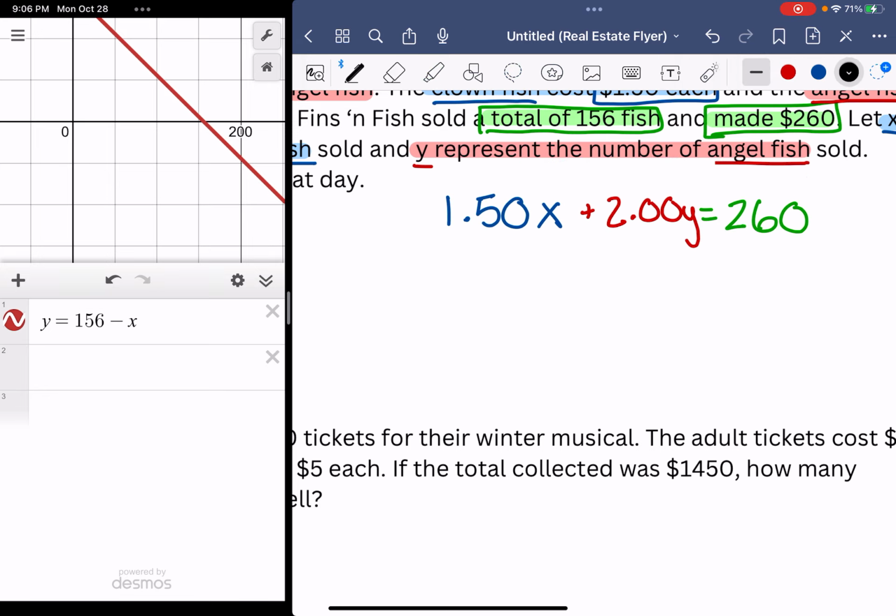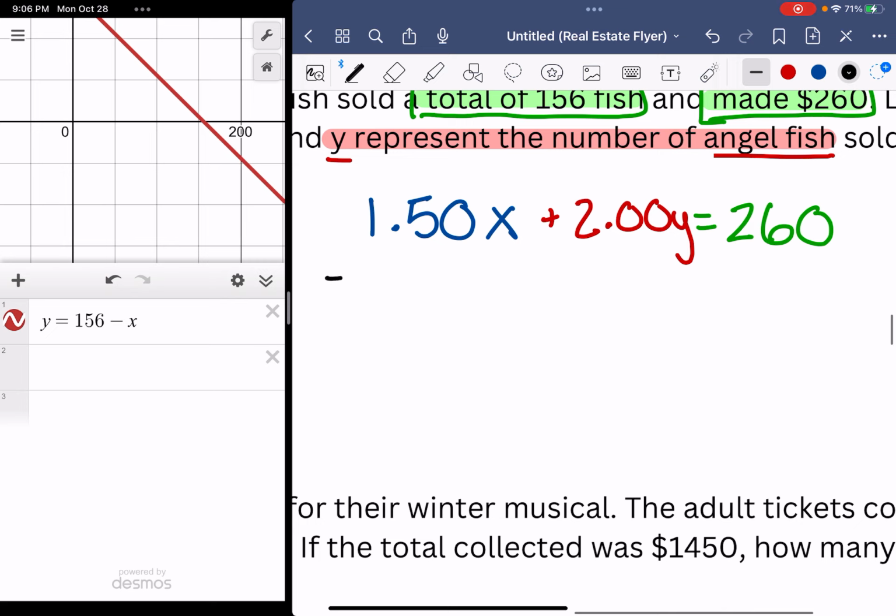Let's do the second one real quick. Again, nice and quickly because we've done it a couple of times. First step is to move X.